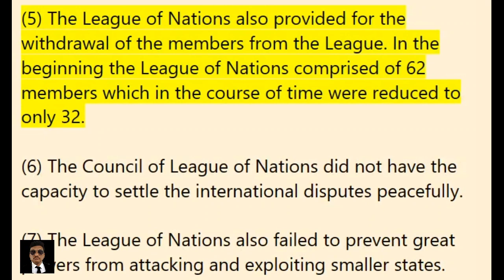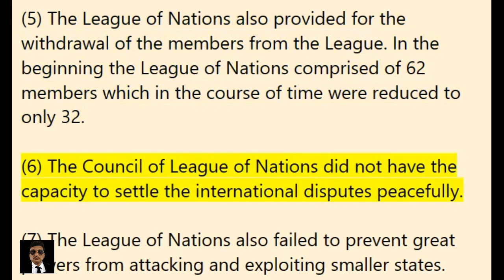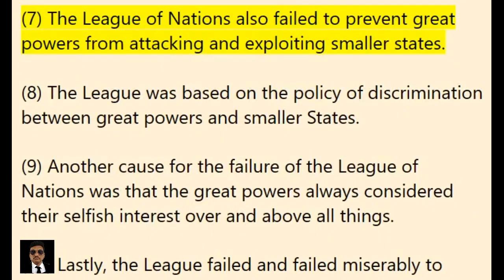5. The League of Nations also provided for the withdrawal of members from the League. In the beginning, the League comprised 62 members, which in the course of time were reduced to only 32. 6. The Council of the League of Nations did not have the capacity to settle international disputes peacefully. 7. The League of Nations also failed to prevent great powers from attacking and exploiting smaller states.